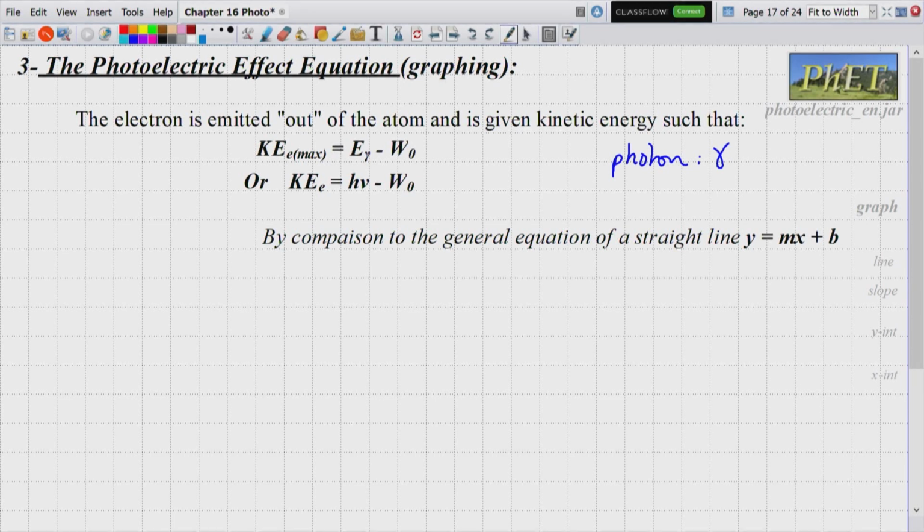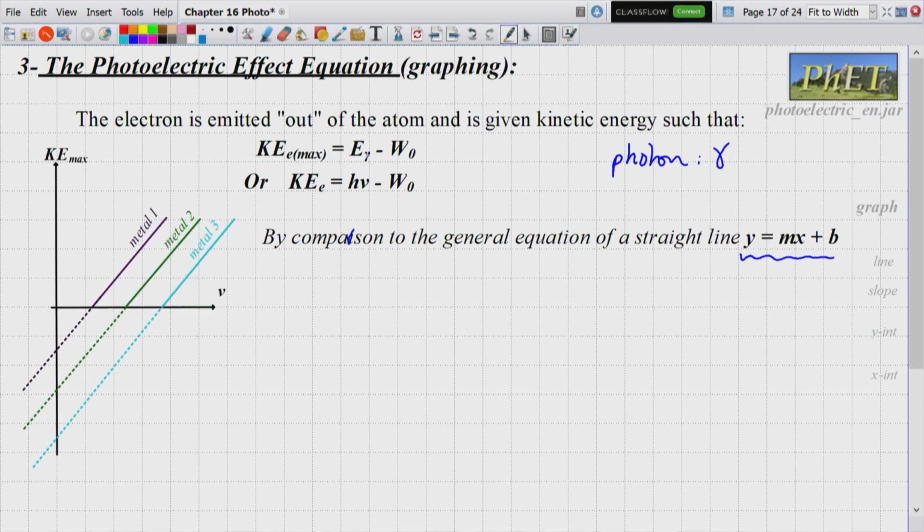So by comparison of this equation to the general equation of a straight line, y equals mx plus b or ax plus b, as you are used to it, we know that the graph of kinetic energy versus frequency should be a straight line. And if you look at the graph here, you notice I've traced 3 graphs of 3 different metals, regardless of their names. I have straight lines. Now these straight lines are parallel. Why is that? Think about it.